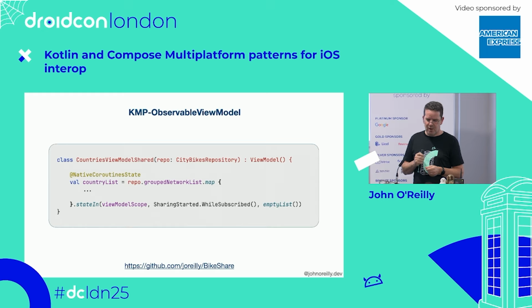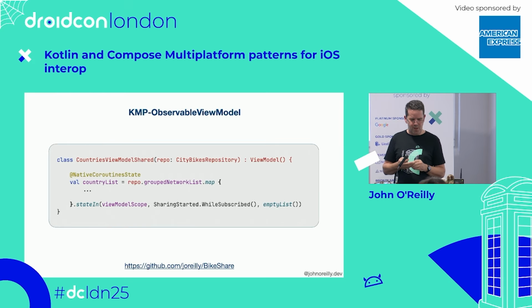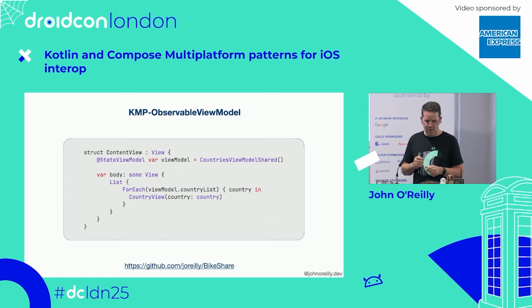So this is an example of one of the shared Jetpack view models in the bike share KMP sample. In this case, exposing the list of countries we're displaying. We're using our repository class to get the list of countries, doing some transformation of that information, and exposing it as a state flow. And this is how that's consumed in SwiftUI in the iOS client.